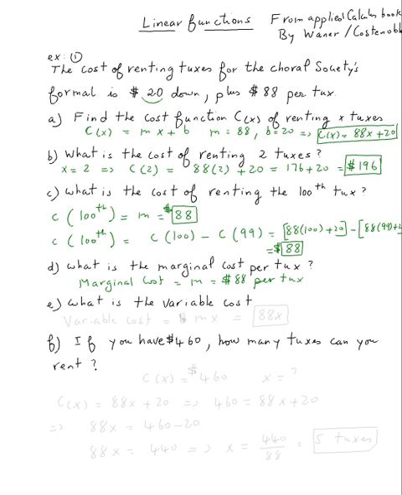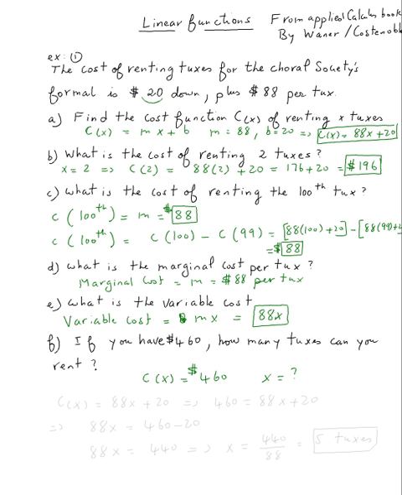What is the variable cost? Variable cost by definition is always going to be m times x. So in this case, it's going to be 88x. Now, if you have $460, how many tuxes can you rent? So what this says is C of x is equal to $460, and we want to find the number of tuxedos you can rent.